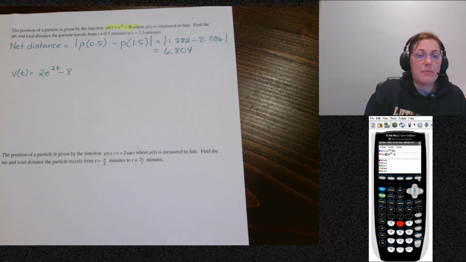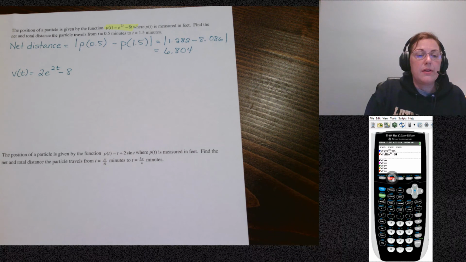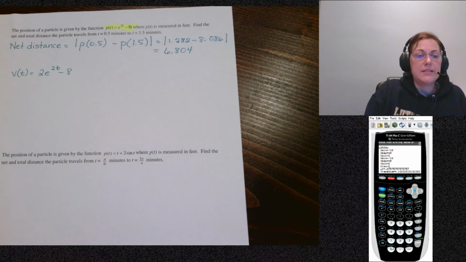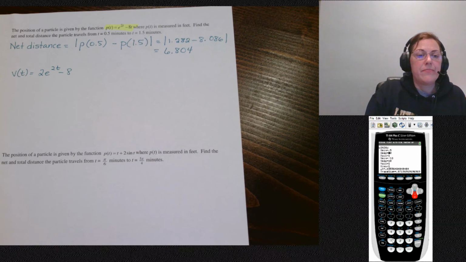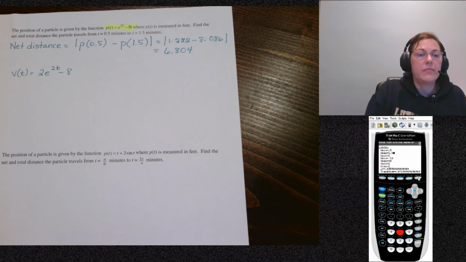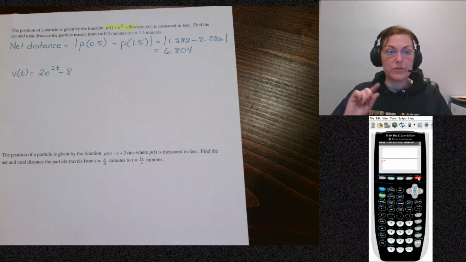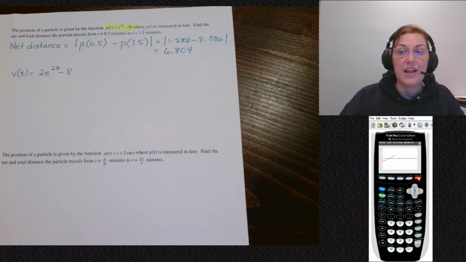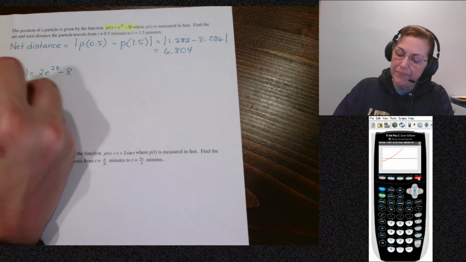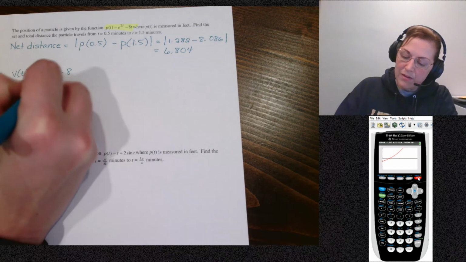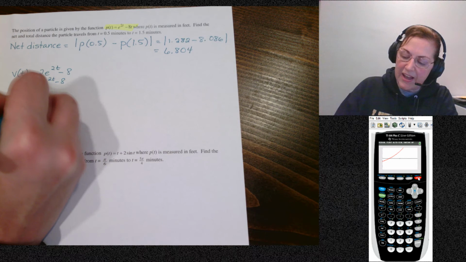Remember, I'm only concerned with between 0.5 and 1.5. I just need to know on that interval, does it change signs? And look at it, it does. Okay, so we're going to have to split this up. I'm going to use the calculator to find that value.